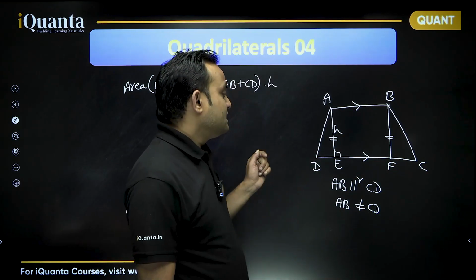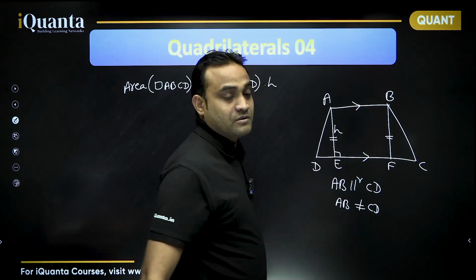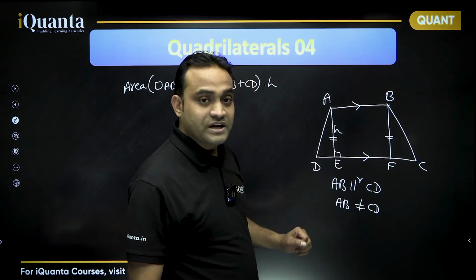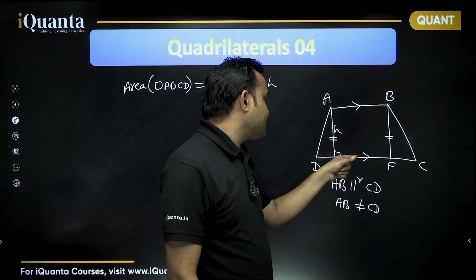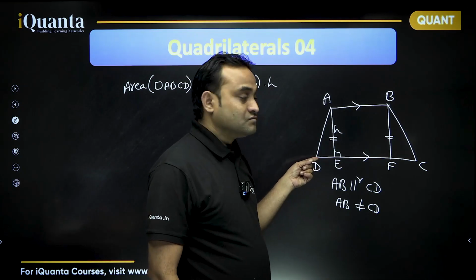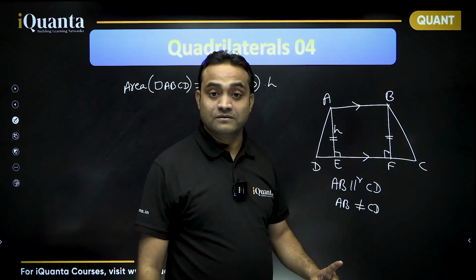Now remember the quadrilateral AEFB. Think about this: AB is parallel to EF. Also, AE will be parallel to BF. Why? Because they are making the same angle on a line. This will also be perpendicular. So this becomes a rectangle.